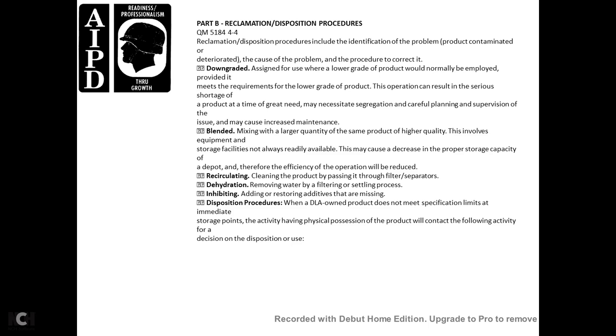Blending is mixing a large quantity of the same product with a higher quality one. This involves equipment and storage facilities not always readily available. This may cause a decrease in proper storage capacity at the depot, therefore operational efficiency will be reduced. Recirculation is cleaning the product by passing it through filters and separators. Dehydration is removing the water by a filtering or settling process. Inhibitor icing means restoring the additives that are missing.